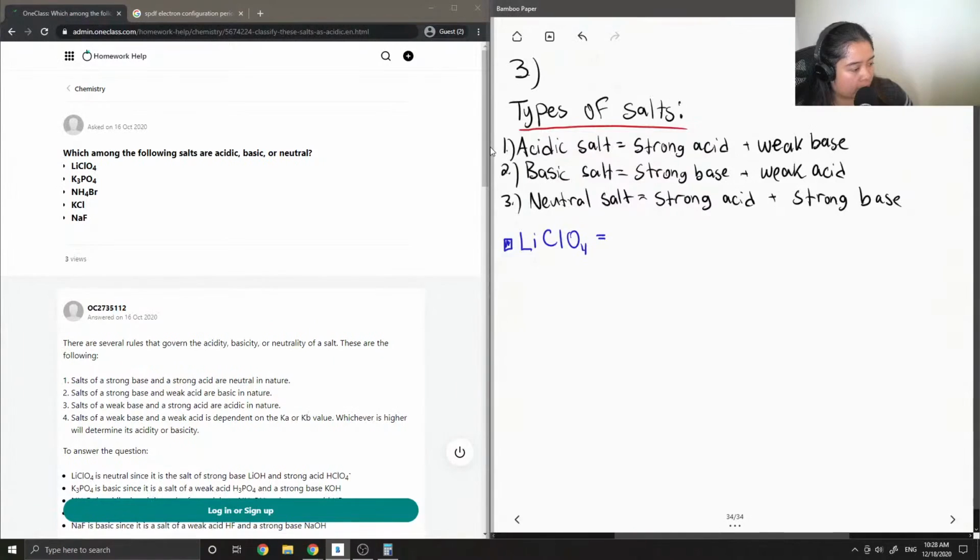Okay, so first we have this lithium hypochlorite. So this was made from lithium hydroxide, which is a strong base. And I believe this is hypochlorous acid, which is strong. So therefore, this salt is neutral.